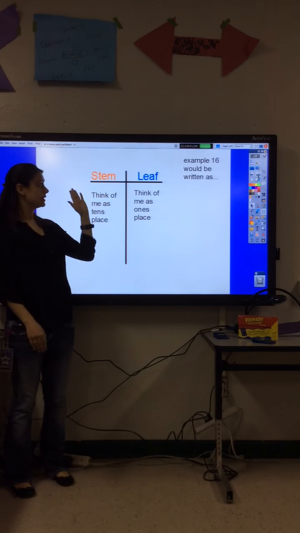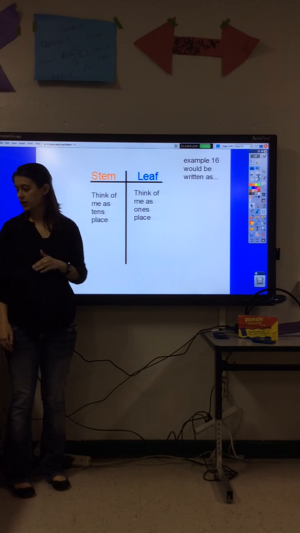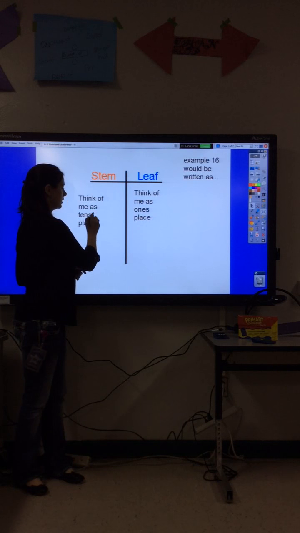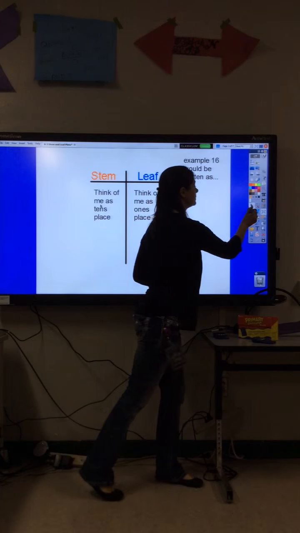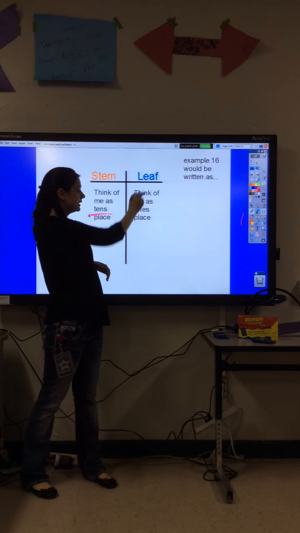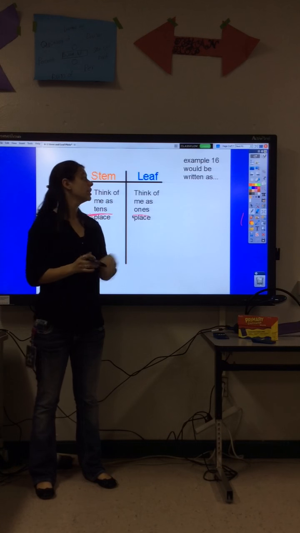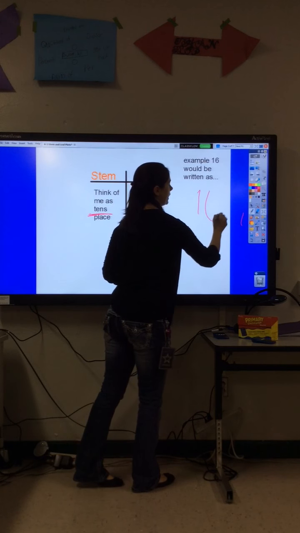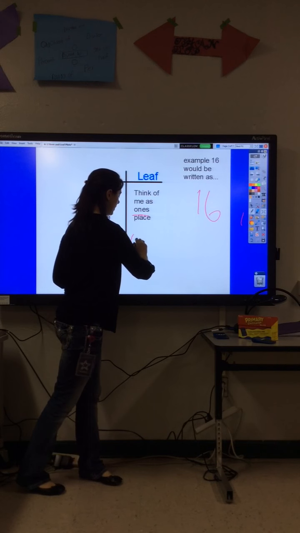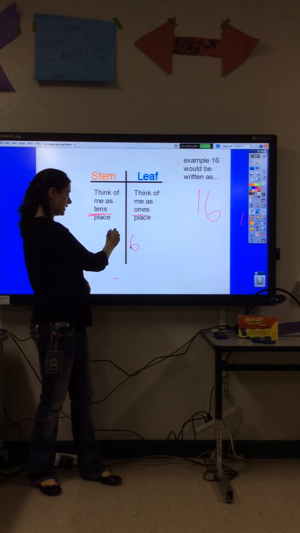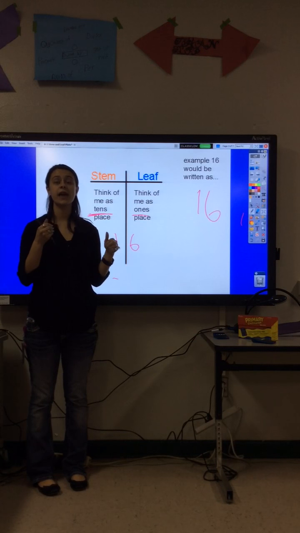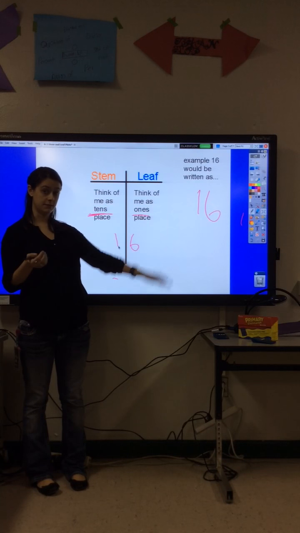Okay. So, stem and leaf plot. The best way to look at it is the stem as our tens place, and the leaf as the ones place. So let's look at the number 16. The 6 is in the ones place, so that would go here. And the 1 is in the tens place, so it would go there. That's the best way I think to look at the stem and leaf.